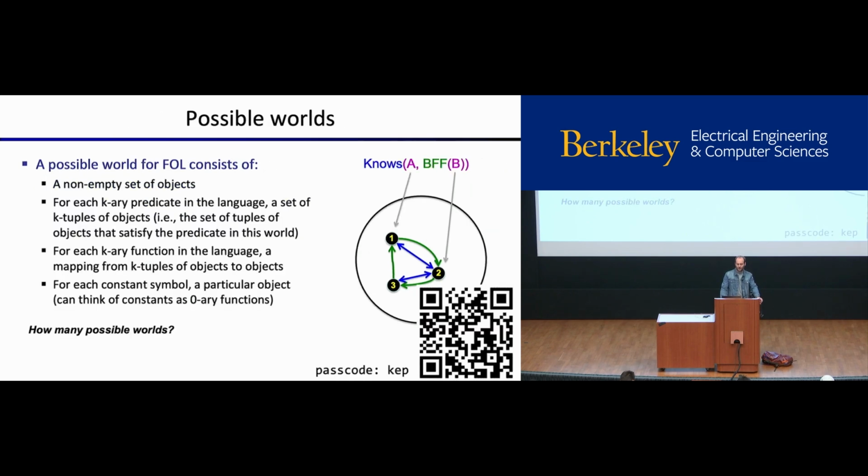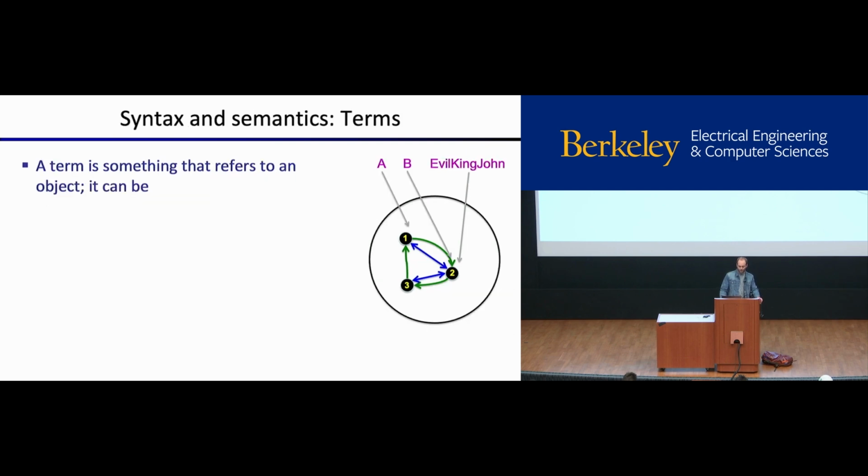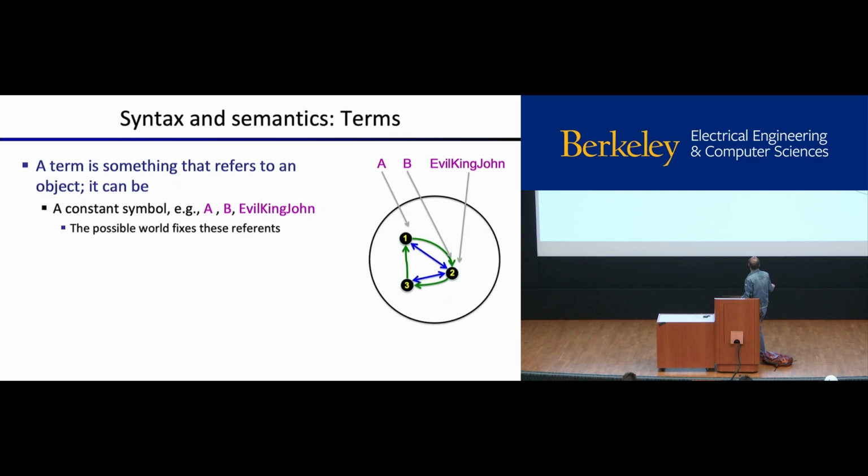Now, how do these possible worlds relate to the sentence? How do we combine a sentence and a possible world to decide whether the sentence is true or false in that possible world? A term. I'll introduce the term "term" to help us talk about this. A term is something that refers to an object. It can be a constant symbol, like A or B or Evil King John. And the possible world will tell us which object that means.